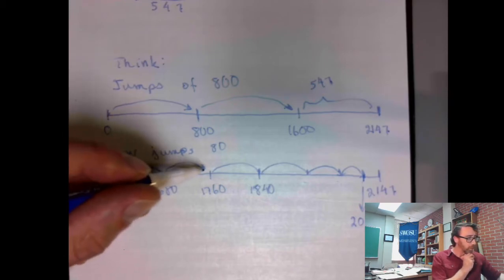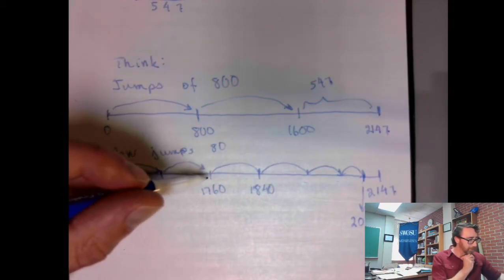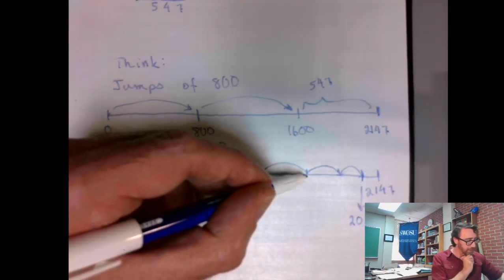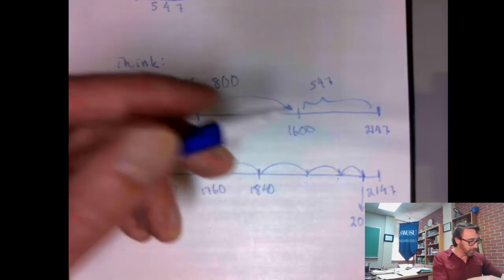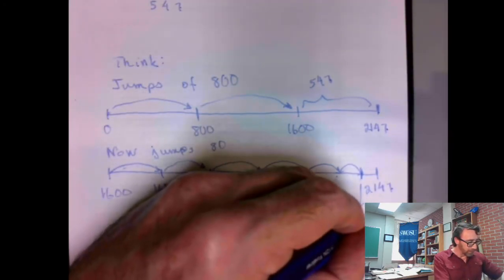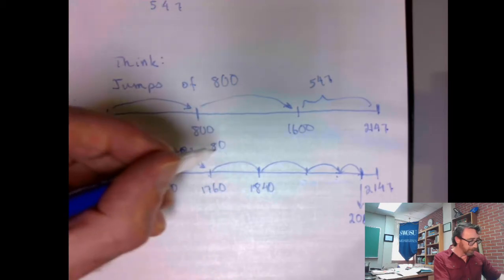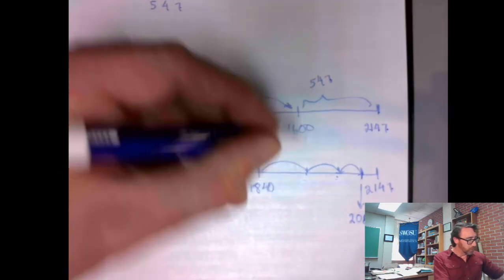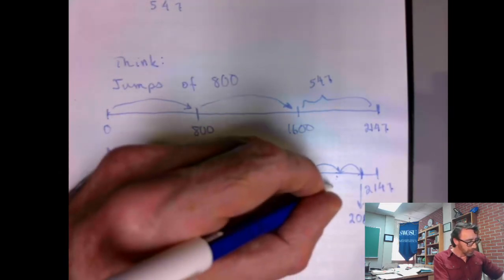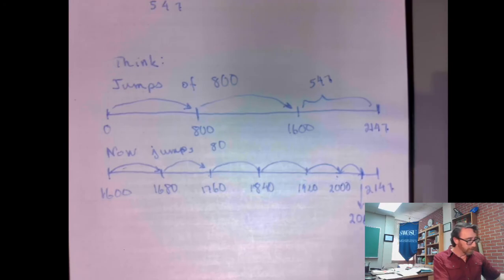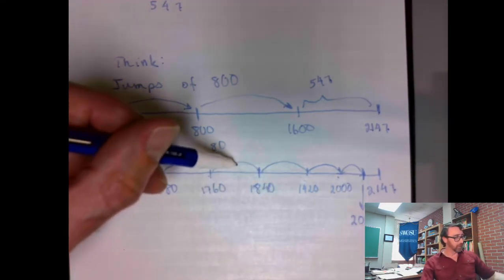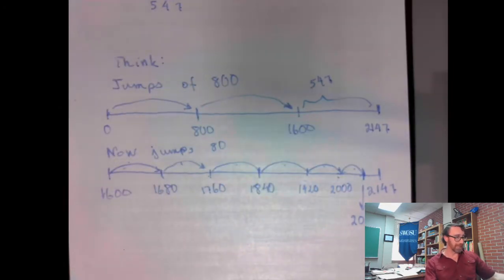So 80, 160, 240, 320, 400, 480, 2080. Okay. 320, so that'd be 1920. This would be 2,000. Okay, so jumps of 80. If I take 1, 2, 3, 4, 5, 6 jumps of 80, I'll get to 480.